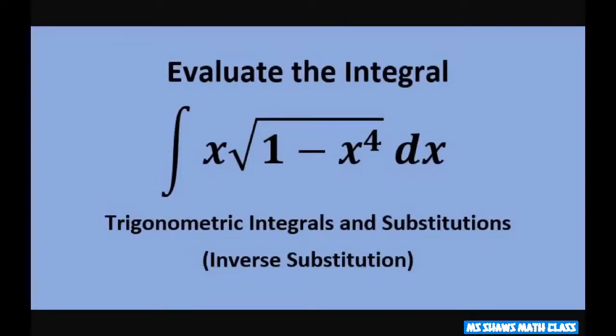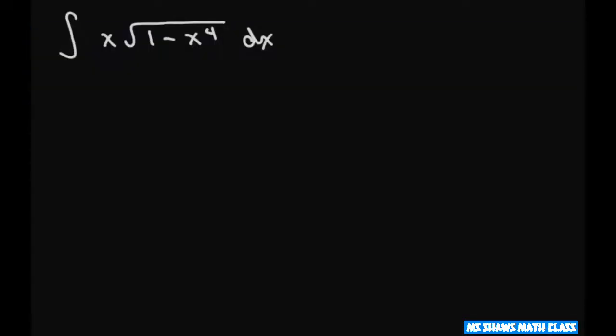Hi everyone, we're going to evaluate the given integral and we're going to use u substitution. So what I'm going to do for this one is let u equal x squared. Therefore du equals 2x dx. And because we have an x dx here, I'm going to write x dx equals 1/2 du. Alright, so let's substitute that in.